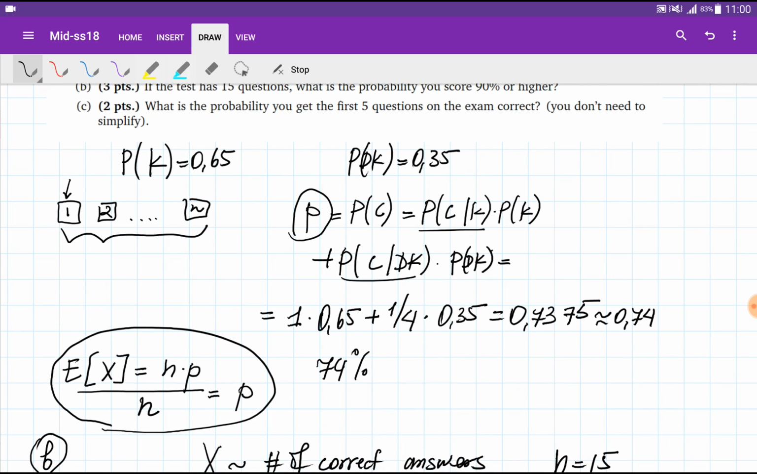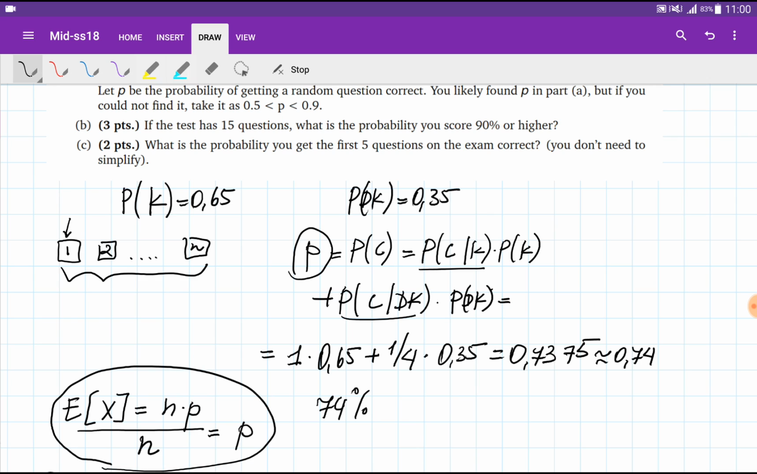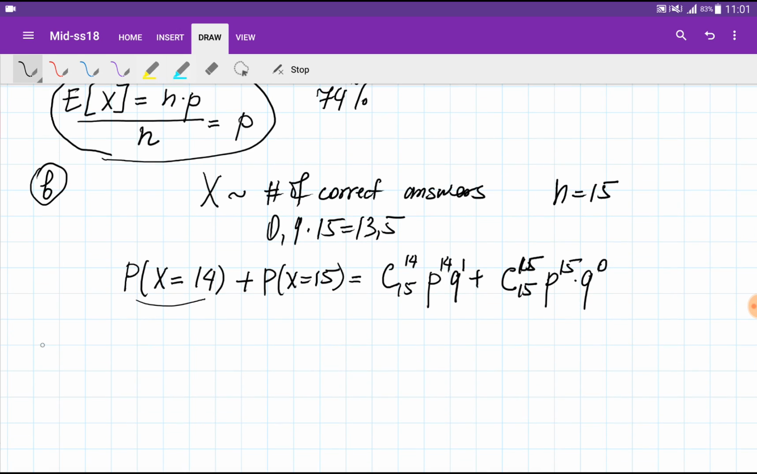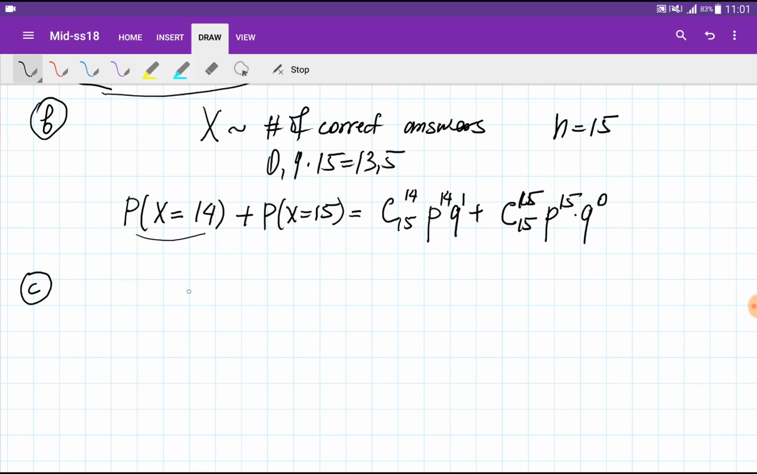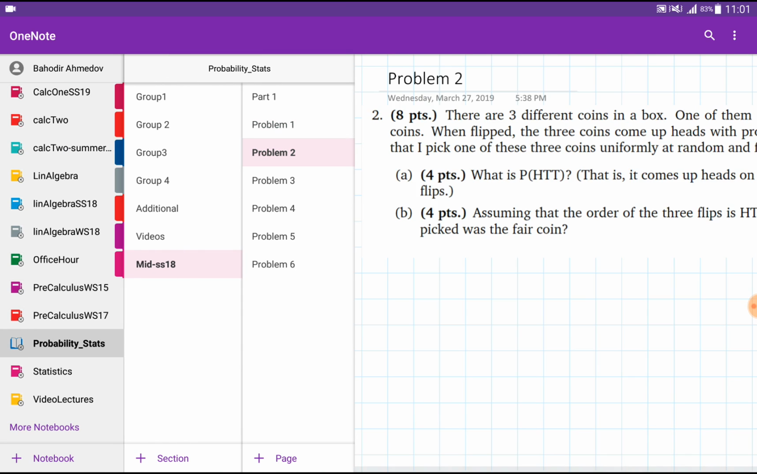And part C: what is the probability that you will get a correct answer to the first five questions in a row, right? So if we've got 5 questions, we need to answer the first question correctly, the second correctly, the third correctly, the fourth correctly, and the fifth correctly. The probability of answering correctly for each trial is p, so this will be p to the power of 5 simply. Let's go to question number 2.